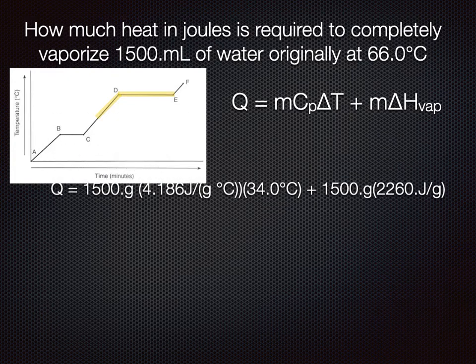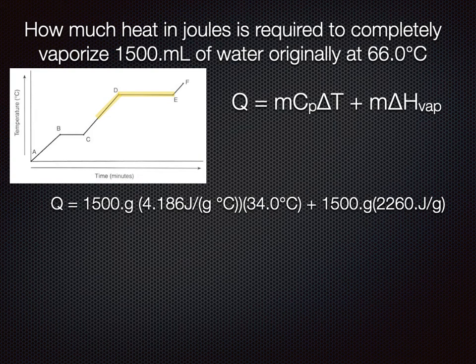So the first problem you might have run into here is that you need a mass of water and you're given a volume. We talked about this a little bit in one of the previous videos. Density of water is pretty darn close to 1 gram per milliliter. So if you've got 1,500 milliliters of water, you have 1,500 grams, times the Cp of liquid water, 4.186 joules over gram degrees Celsius, times the temperature change, 34 degrees Celsius.